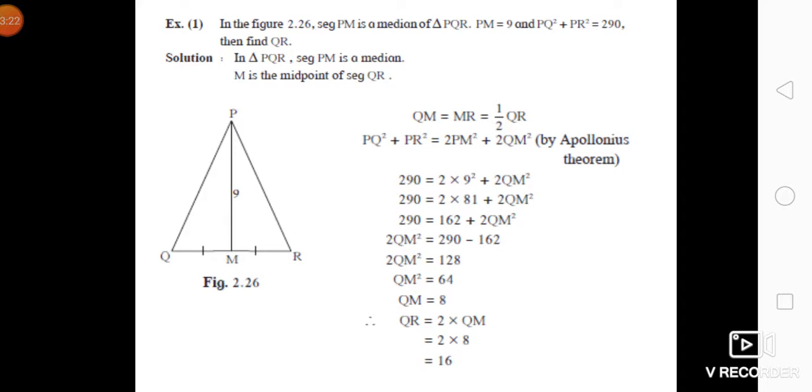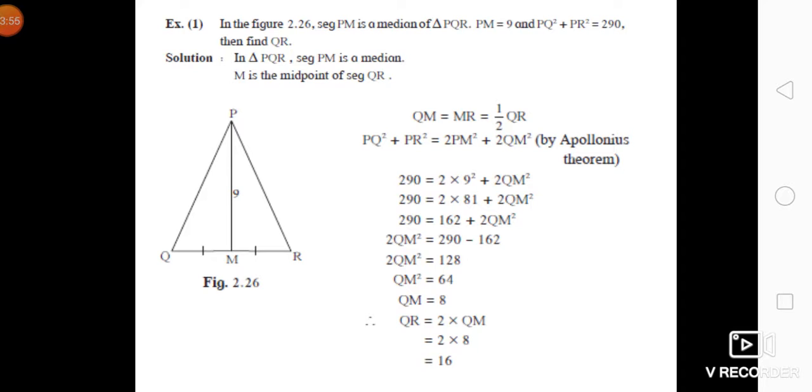Therefore, QM is equal to MR is equal to 1 upon 2 QR. By using the Apollonius theorem, PQ square plus PR square is equal to 2PM square plus 2QM square. Now putting the values, 290 is equal to 2 into 9 square plus 2QM square. 290 is equal to 2 into 81 plus 2QM square.